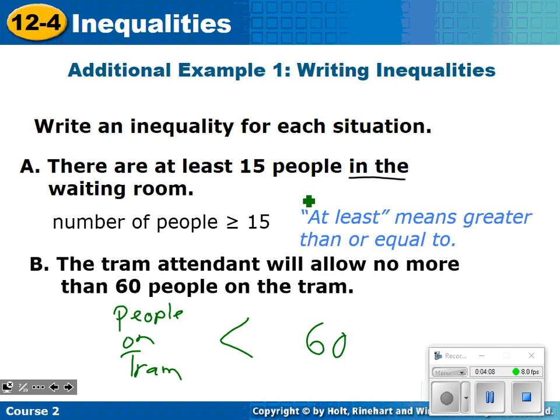Now, our last question is, does it include 60? Like, could there be exactly 60? Yeah, if there could, we put the little line underneath. If the answer to that question is no, then we don't put the little line under it.